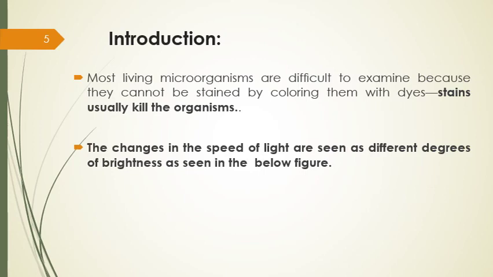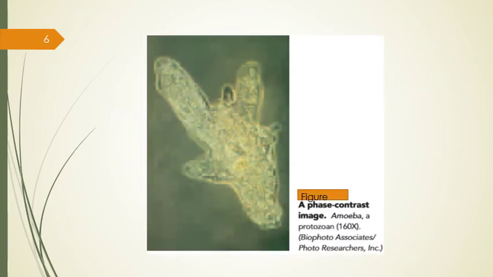Phase contrast microscopy helps to observe live and unstained specimens, because most living organisms or microorganisms are difficult to examine since they can't be stained with colors and dyes, because stains usually kill the microorganism. So here we have the figure, the output of phase contrast microscopy, and this figure shows a microorganism, that is amoeba.